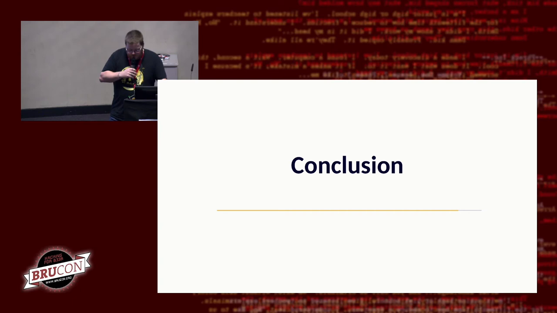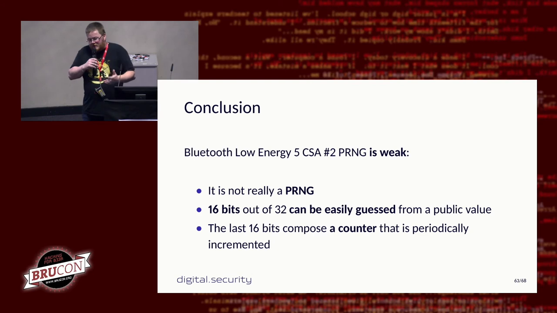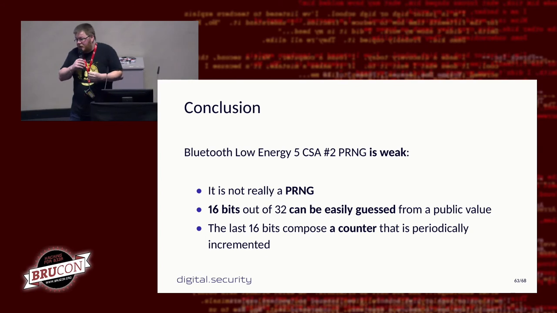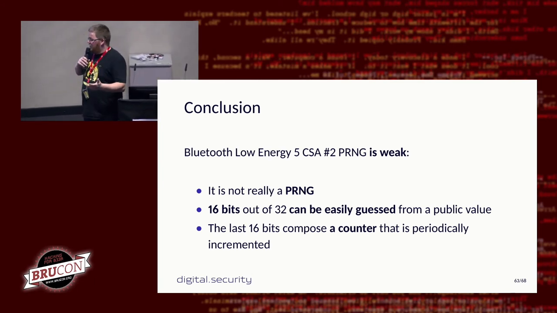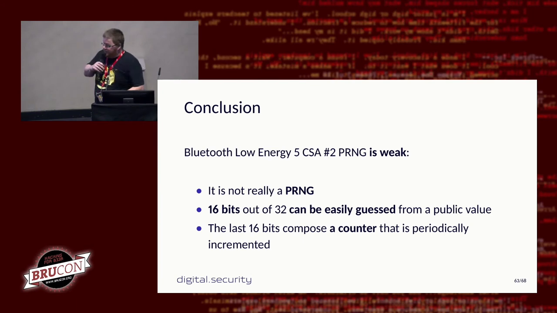So a few words to conclude this presentation. Bluetooth Low Energy version 5, and especially its PRNG, this PRNG is weak. And as a security analyst, this is something we can prove. But in fact, this is not really a PRNG. If you look at it, obviously there are some flaws that can be exploited to sniff, jam or hijack, such as the channel identifier and the counter, which is basically something you can recover by monitoring an existing connection.